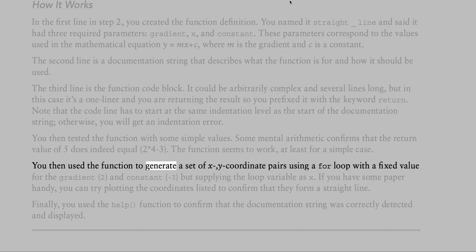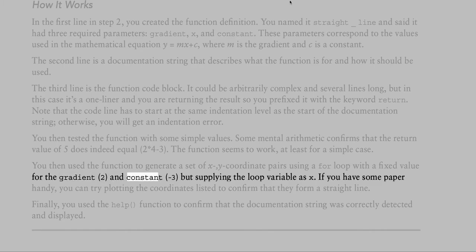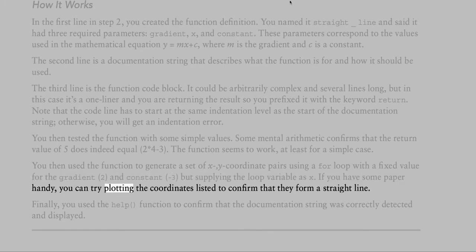You then used the function to generate a set of x-y coordinate pairs using a for loop with a fixed value for the gradient 2 and constant 3, but supplying the loop variable as x. If you have some paper handy, you can try plotting the coordinates listed to confirm that they form a straight line.